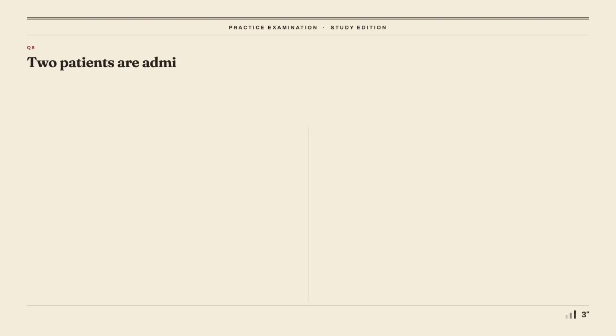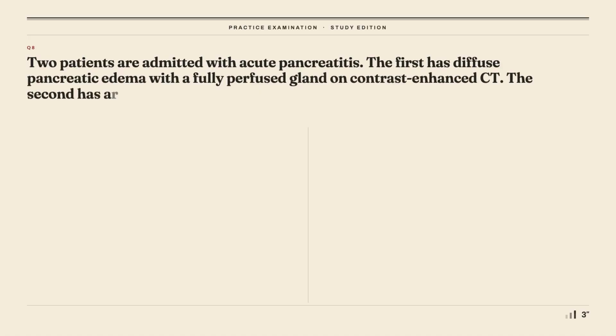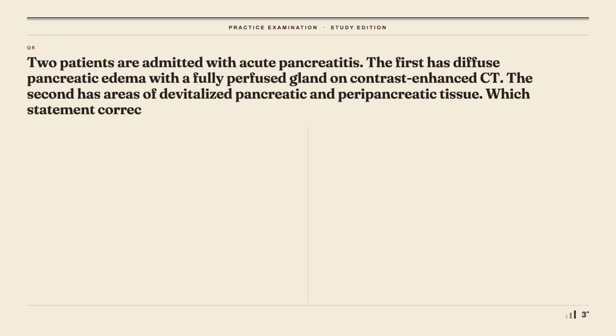Question 8. 2 patients are admitted with acute pancreatitis. The first has diffuse pancreatic edema with a fully perfused gland on contrast-enhanced CT. The second has areas of devitalized pancreatic and peripancreatic tissue. Which statement correctly characterizes the second patient's condition?